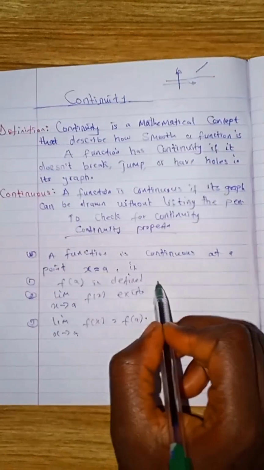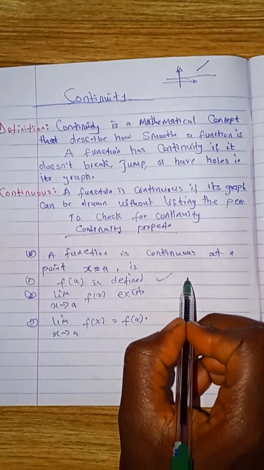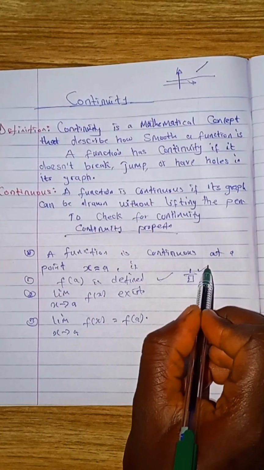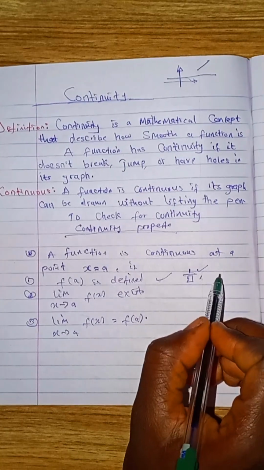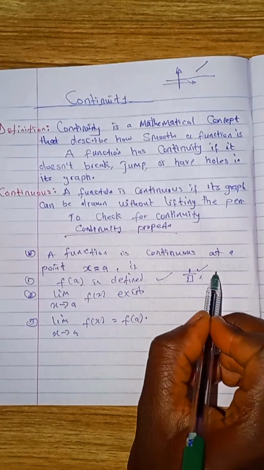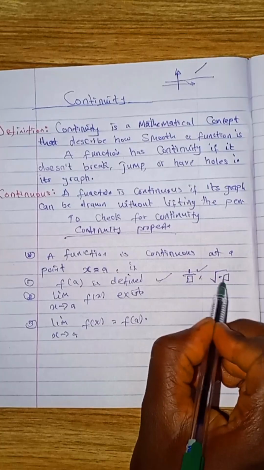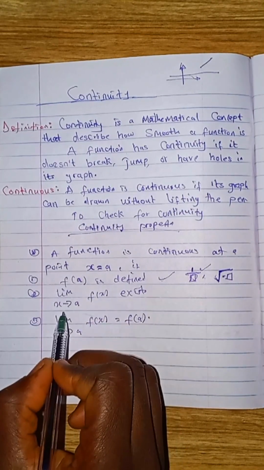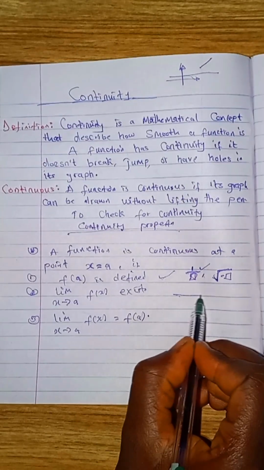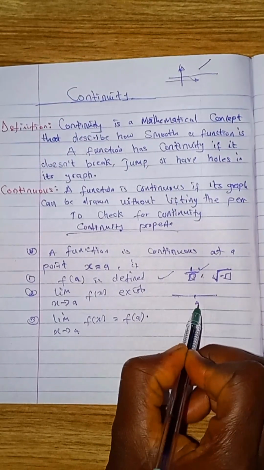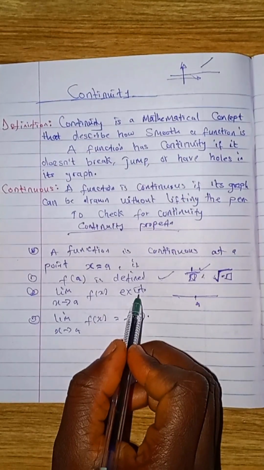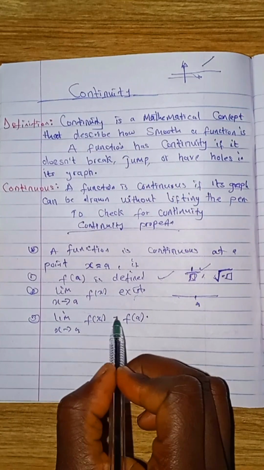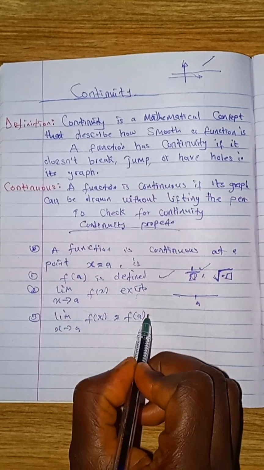What does this mean? As defined, we avoid division by 0 if it is in a quotient. If it is in a square root, avoid square root of negative numbers. So the function at that point should be defined. The limit as x is getting close to that point a in the domain should exist, and the limit as x approaches a of the function should be equal to f of a.